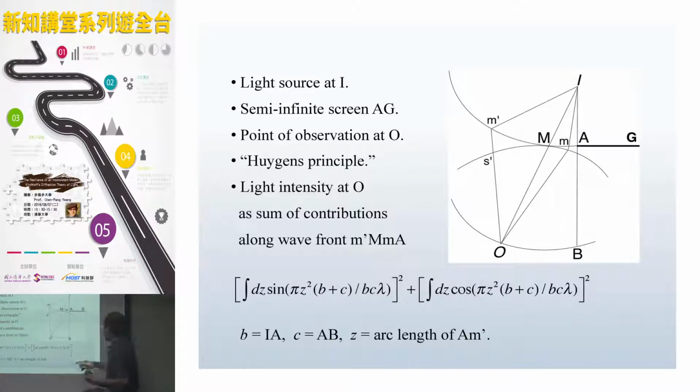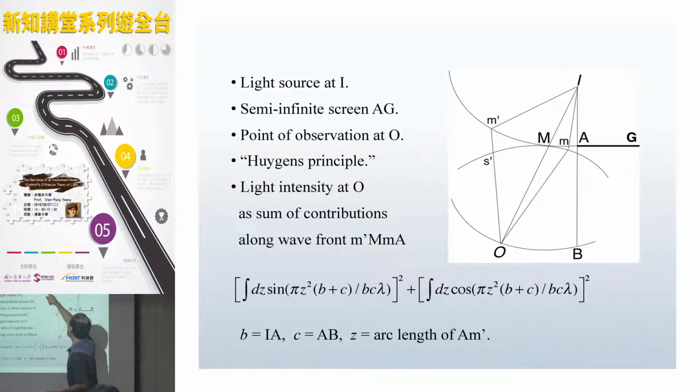So of course, the light over here should have two components, one directly coming from the light source, the other from diffraction, right? And the question is, how much contribution from the diffraction? So to Fresnel, we should use the Huygens principle, namely, we should consider the light intensity over here as the sum of all the contributions from the wavefront over here, right?